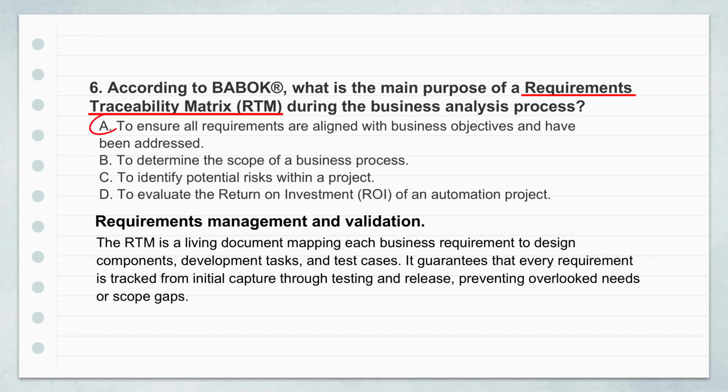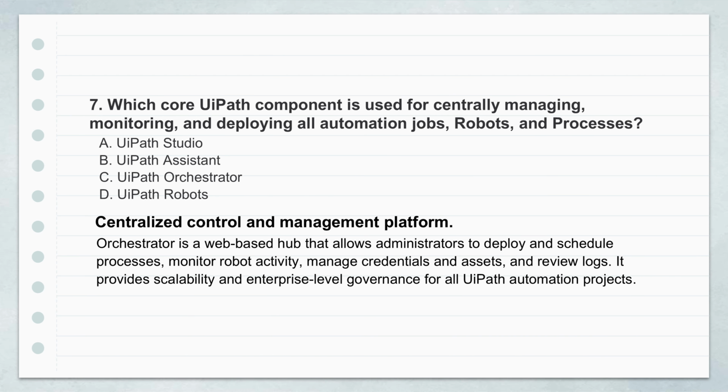Okay, planning's solid, documentation's good. Now we need the central nervous system to actually manage this growing digital workforce. Yeah. When we talk about managing and scaling RPA, especially with UiPath, which core component is the one that centrally manages, monitors, and deploys all the automation jobs, the robots, the processes? That's got to be UiPath Orchestrator. Orchestrator. Right. Yeah, it's the brain. It's the control tower for the whole operation.